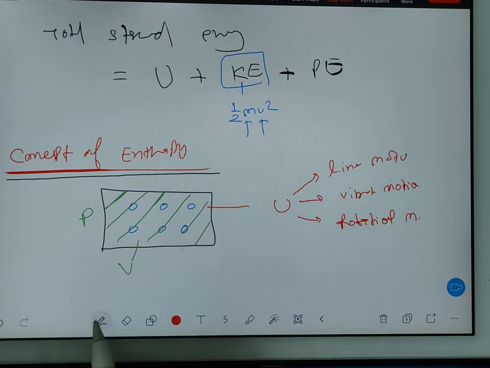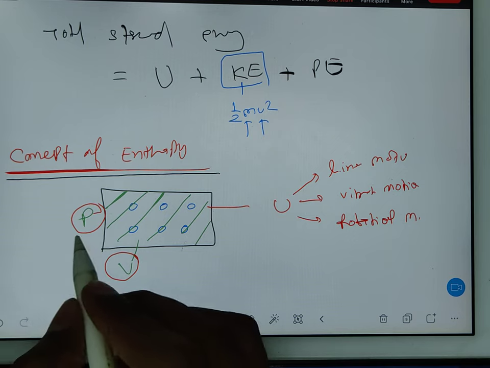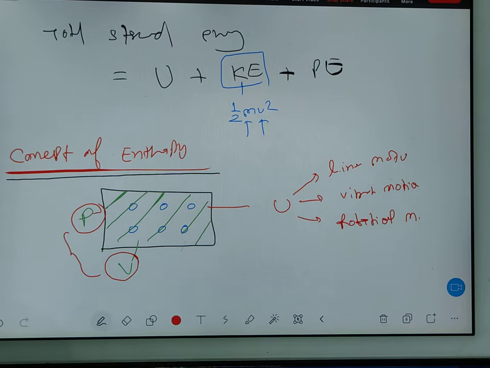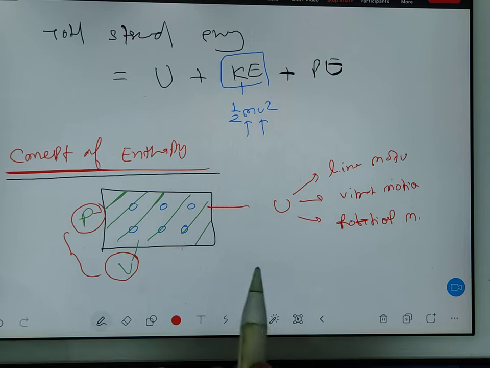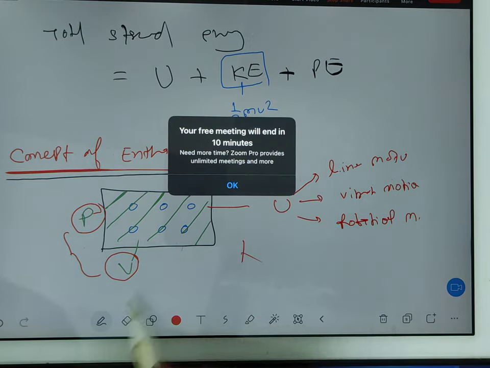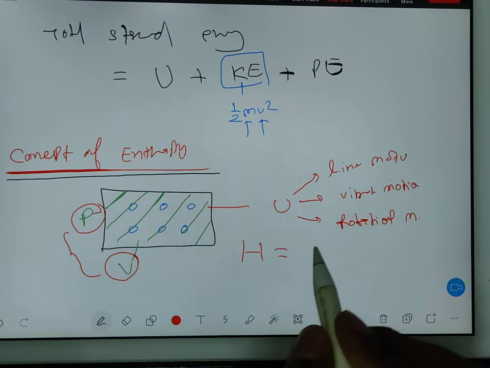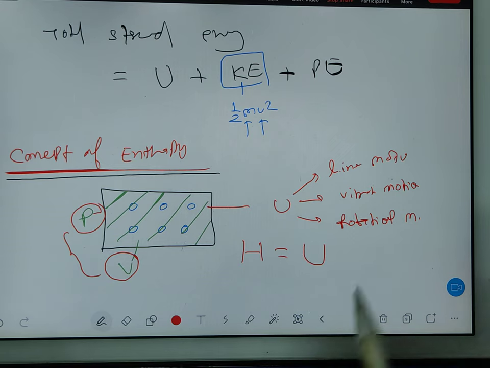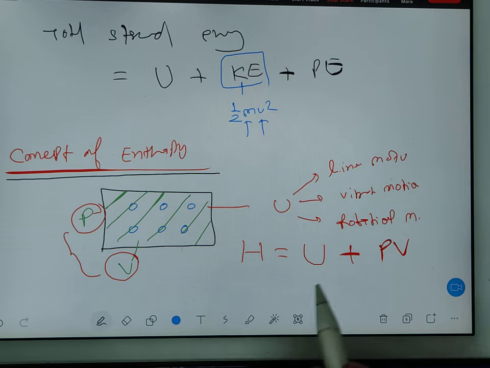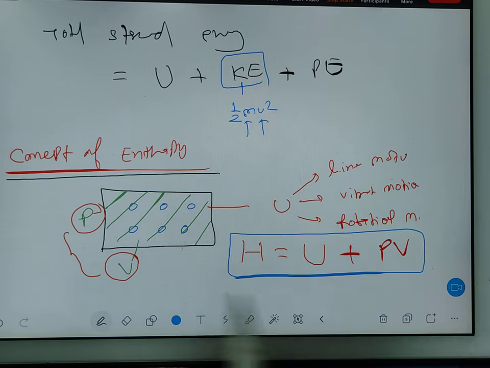If you multiply the pressure quantity with volume, this multiplication also gives you a type of energy. So enthalpy is nothing but the sum of this internal energy plus this product of pressure into volume. You can say this is all possible energies of the system. This system is closed. You can also discuss enthalpy in an open system.